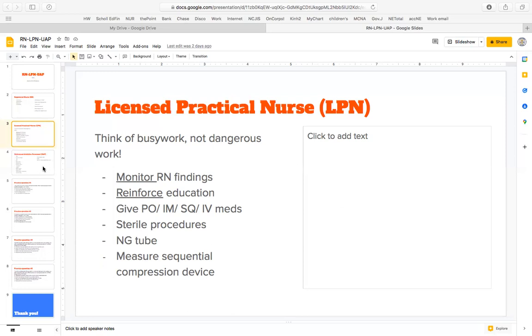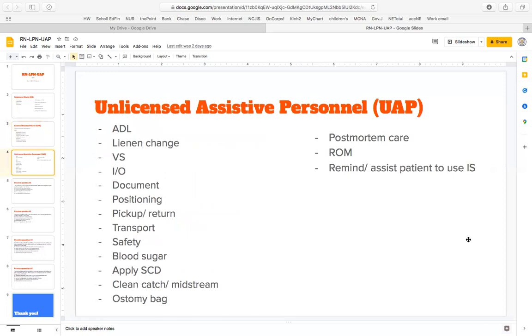All right, so let's move on to UAP. What can UAP do? UAP can do ADL. ADL, bathing, toileting, oral care, but not suctioning. Can UAP do suctioning? No.